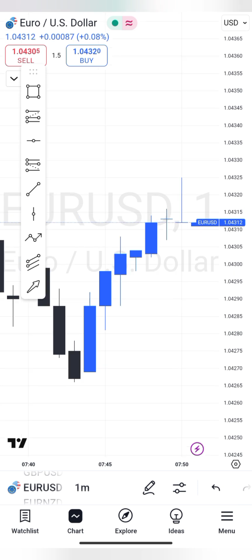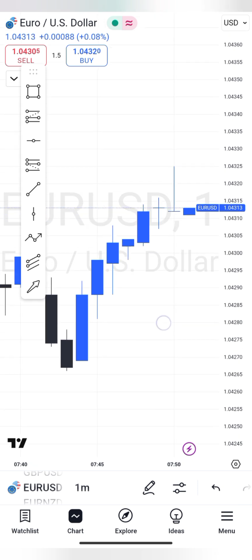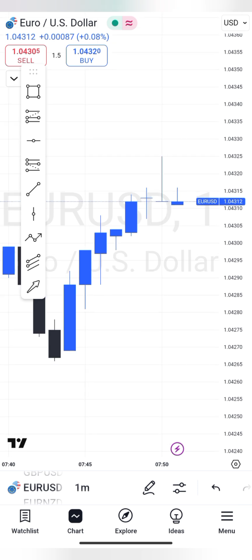Okay, so what I want you to do is look at the formation of the market and understand what is actually playing out. Let me just explain to you how candlesticks are formed so you can see it play out.